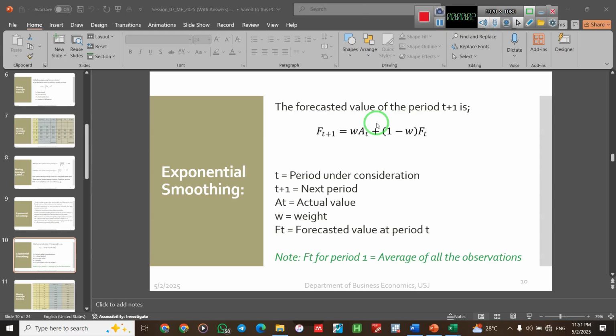So in this slide they gave us the equation we are using in exponential smoothing. Here F represents the forecast, T is the period under consideration, T plus 1 is the next period, A_T is your actual value, and W is the weight, right? So W into A_T is the actual value into your weight. And 1 minus W is the remaining weight, and F_T is the forecasted value at period T, right?